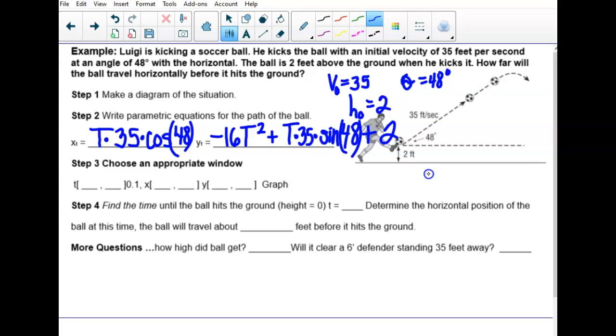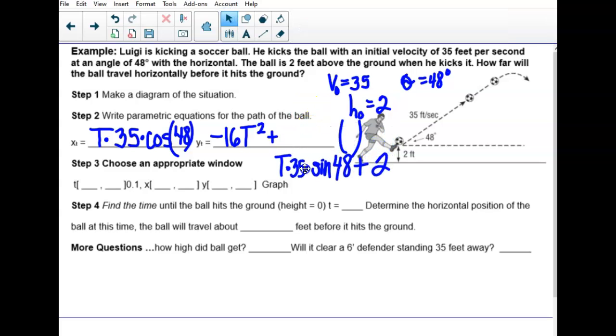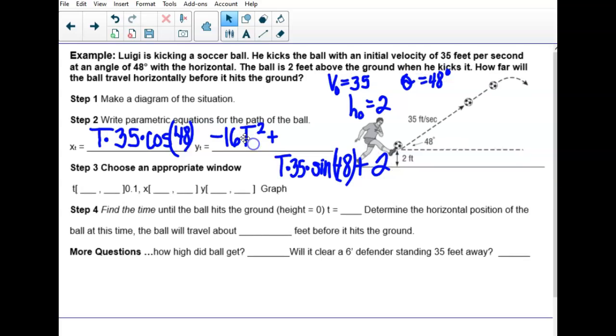Do you need me to get rid of Luigi in the background? I could probably move it down here, I don't know. I don't know if that's any better, but that's what goes on that blank.